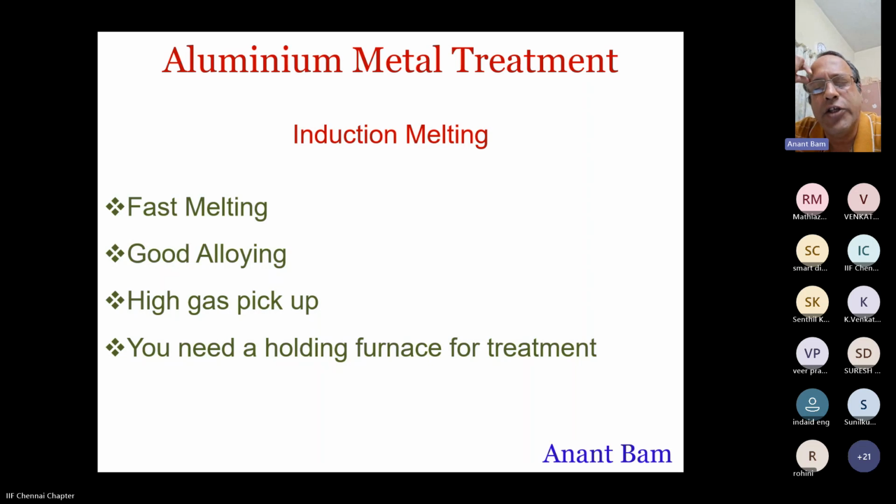Another disadvantage of induction furnace is that you need a separate holding furnace for metal treatment. Why? Because the lining of induction furnace, which is used for aluminum melting, is usually neutral or basic lining. And these linings get attacked by the fluxes which are used in aluminum metal treatment. We will come to that at a later stage when we see the aluminum metal treatment.